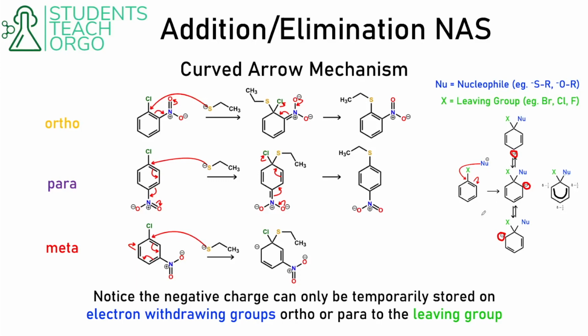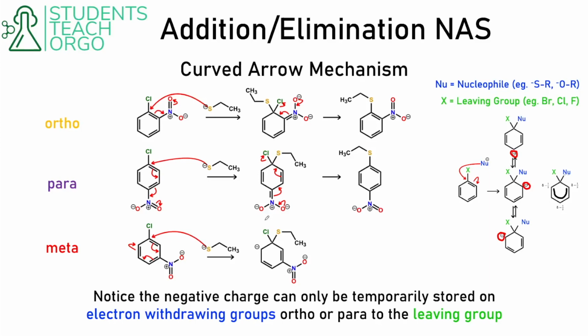Now, the only way for this reaction to proceed at a relatively fast rate is for us to have the electron withdrawing group on one of those carbons that has the negative charge. So what does that mean? You can see over here, when the sulfur attacks, we can put that negative charge on the electron withdrawing group. That works. And when the electron withdrawing group is para to the chlorine, we can also put that negative charge on the electron withdrawing group.